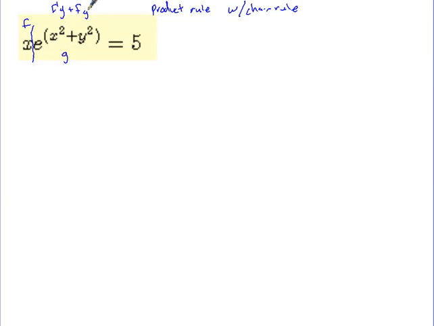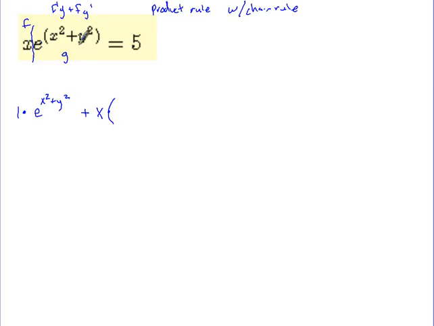So it's at this point where I'm going to have to use a chain rule. Okay? So, what's the derivative of f? Well, it's just 1. Right? So it's 1 times original g, so e to the x squared plus y squared, plus original f, so x, times the derivative of this.